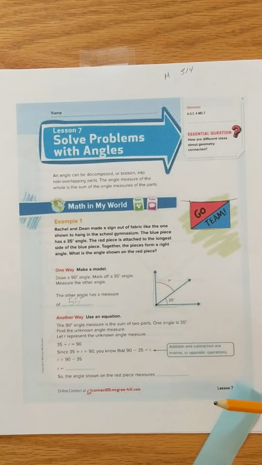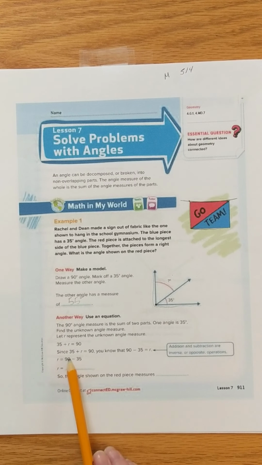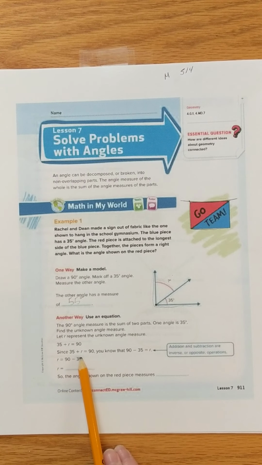Another way is to use an equation. So it says the 90-degree angle measure is the sum of two parts. One angle is 35 degrees. Find the unknown angle measure. Let R, the letter R, represent the unknown angle measure. So it says since 35 degrees plus R, remember that's what we don't know, equals 90. That was our total amount, or the whole angle measure.